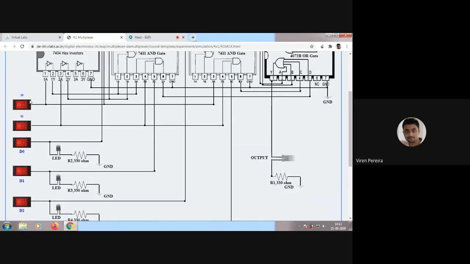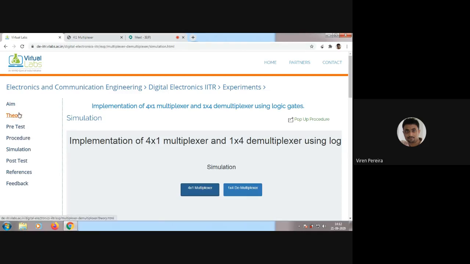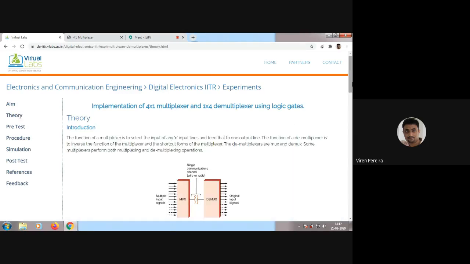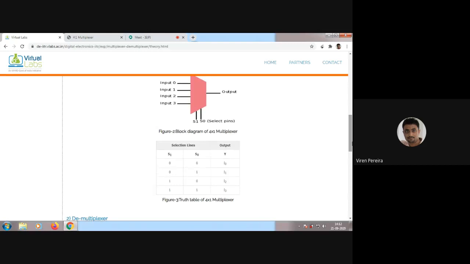Now this is your S0 and this is your S1. Coming back to the multiplexer theory, when 0 and 0 is given, which pin is activated at the output? I0. So I0 is given to the output. When 0 and 1 is given, I1 is given at the output, right?